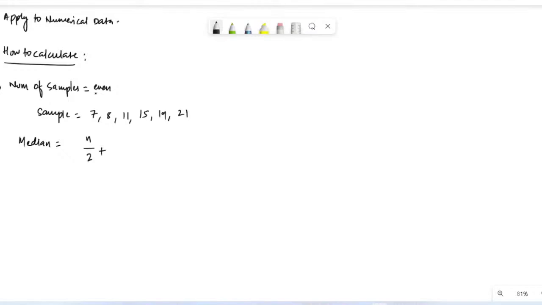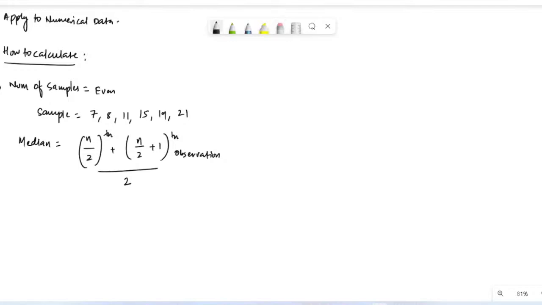So the formula is the n by 2th term plus the n by 2 plus 1th term. These are the two terms that we have to take, and we need to divide the sum by 2. So the n by 2th observation and the n by 2 plus 1th observation, and then we divide by 2. This is for even. Remember, this formula is only applied for an even number of samples.